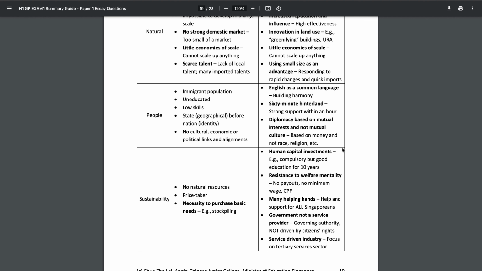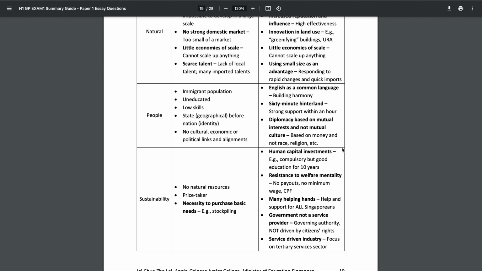But today we have changed that. Today we build harmony by making English our lingua franca, our common language. We have strong support in the region. Within an hour, any of our allies can come to our assistance when there's a need. Today we are not based on mutual culture, we are based on mutual interests. Okay, we have diplomacy with every other country in the world because we are basing out of something that everybody loves. We all love money. And that is what our diplomacy is focused on.